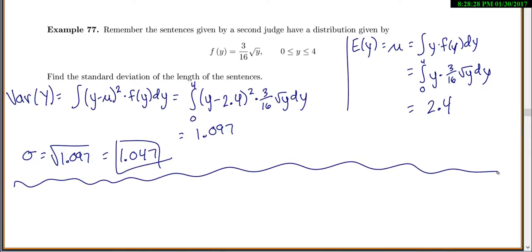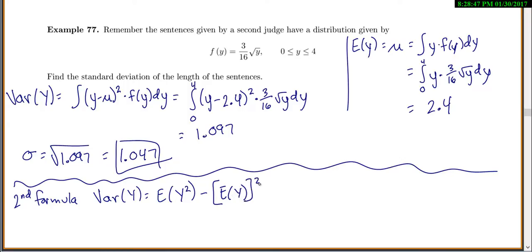Now, do you remember how I wrote down two formulas originally? There are two different formulas. The second formula is the variance of y equals the expected value of y squared minus the expected value of y, squared.